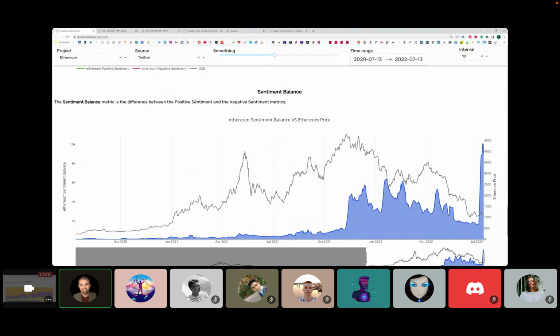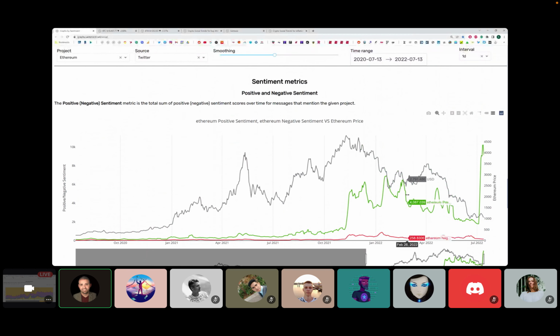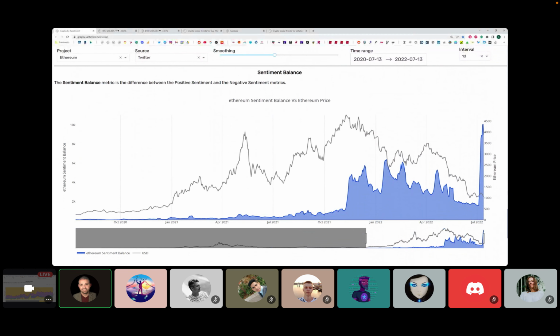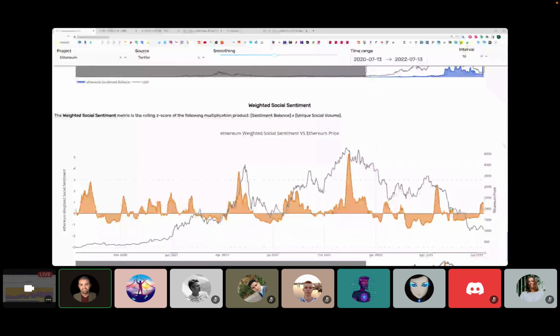Sentiment balance is the difference between positive and negative sentiment. So very simply, that's just subtracting at any given time what this line is versus this line and the gap between them. Obviously, again, with the huge positive sentiment spike, there's going to be a huge gap here going on. Totally makes sense. And now weighted sentiment.